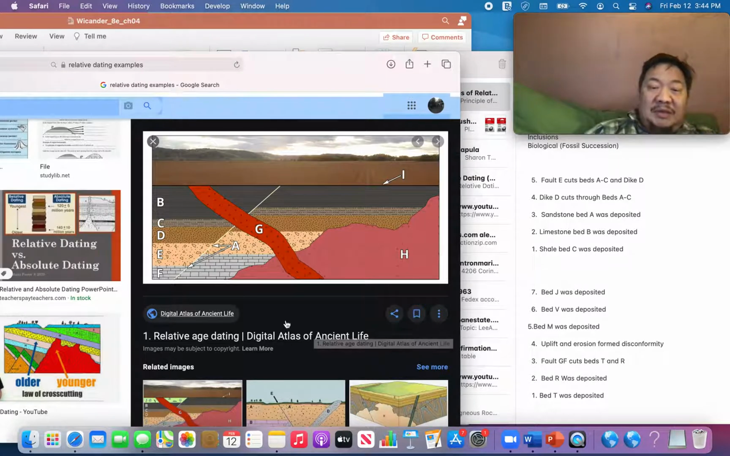Well, what must have happened next is what? Think about it. Intrusion H cut through beds F, E, D, C, and B. Then what happened? Fault A cut through beds F, E, D, C, and B. Then what happened? Dike G cut through intrusion H. Beds F, E, D, C, and B were all cut by dike G. Then what happened? I'm sorry. Then what happens? The fault cuts through, then the dike cuts through. Then what happened? Well, then this is the surface of the earth here.